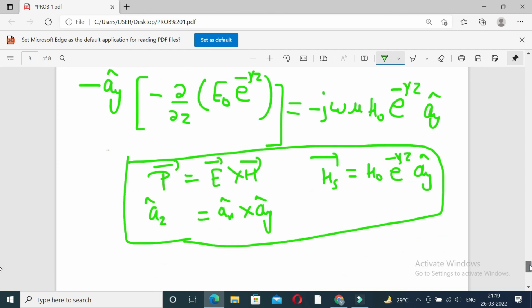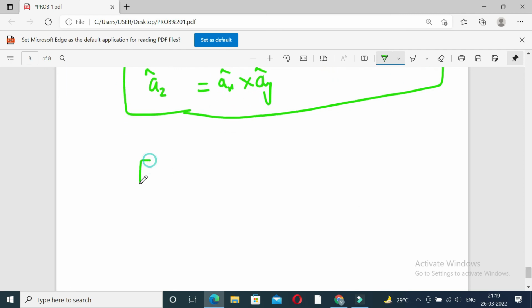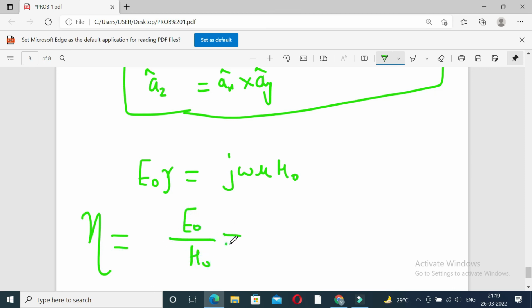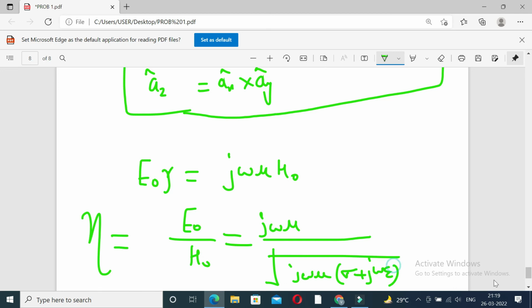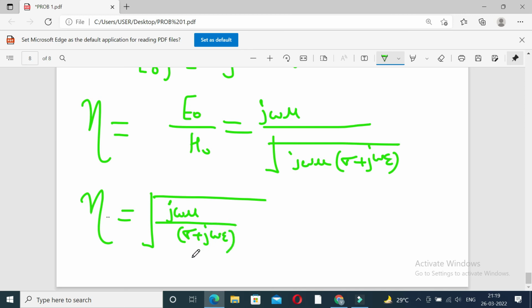Now we can see, after comparison, we get E naught gamma is equal to j omega mu H naught. We get intrinsic impedance eta is equal to E naught upon H naught is equal to j omega mu upon gamma. Gamma is the square root of j omega mu into sigma plus j omega epsilon. So eta is equal to the square root of j omega mu upon sigma plus j omega epsilon.